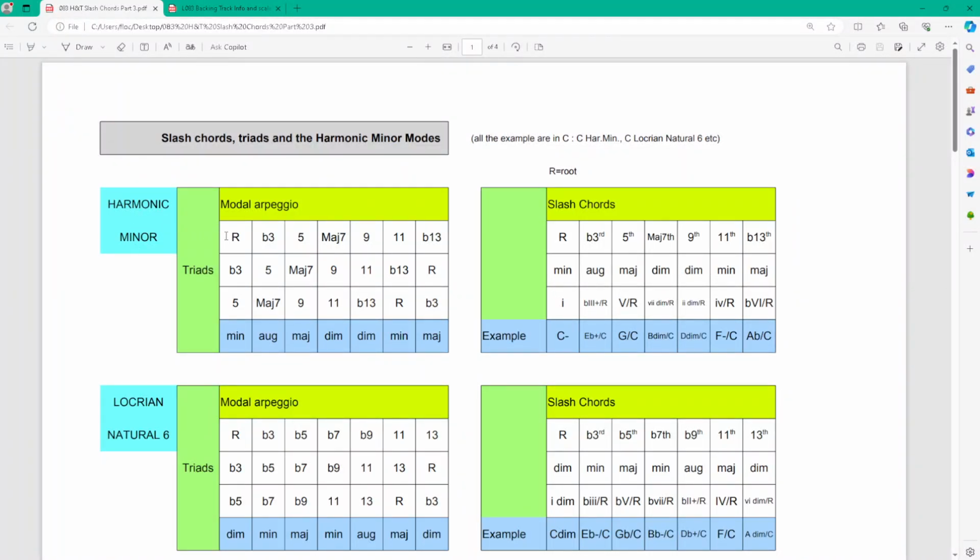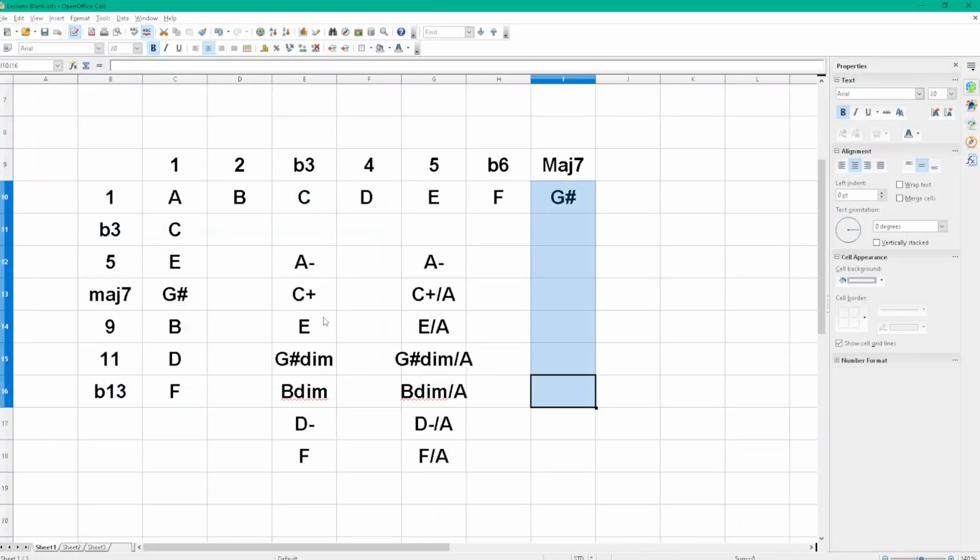So you have the harmonic minor, here are the vertical structures, this is the first line that you see here, and here are the triads as they develop. And here is basically the sequence. So it's minor, augmented, major, diminished, diminished, minor, and major. And as you can see, it matches minor, augmented, major, diminished, diminished, minor, and major.